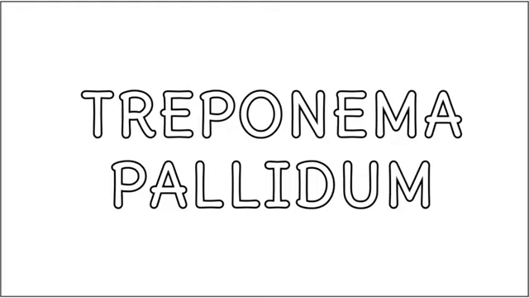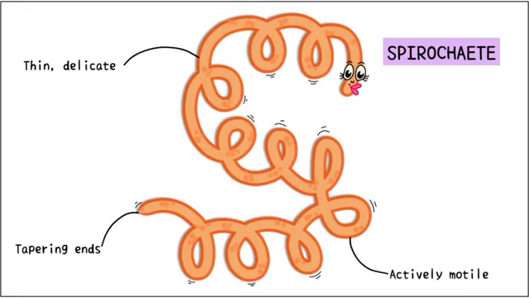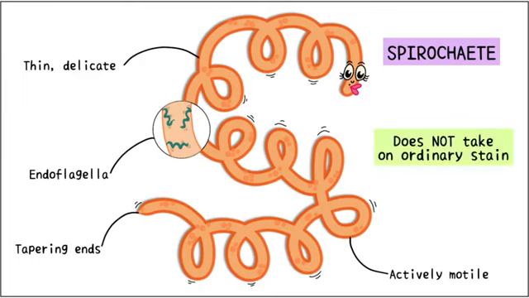Syphilis is caused by an organism called Treponema pallidum. It belongs to the spirochete family. It is a thin, delicate organism with tapering ends. It has about 10 spirals that make up its body. It is actively motile due to the presence of endoflagella. It is important to remember that Treponema does not take on ordinary stains.